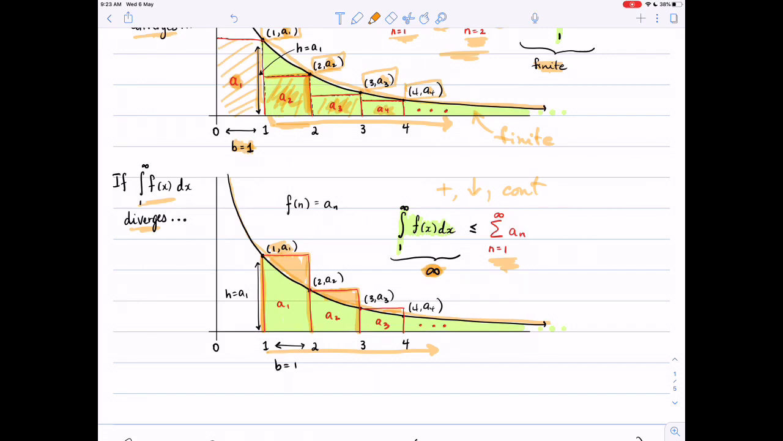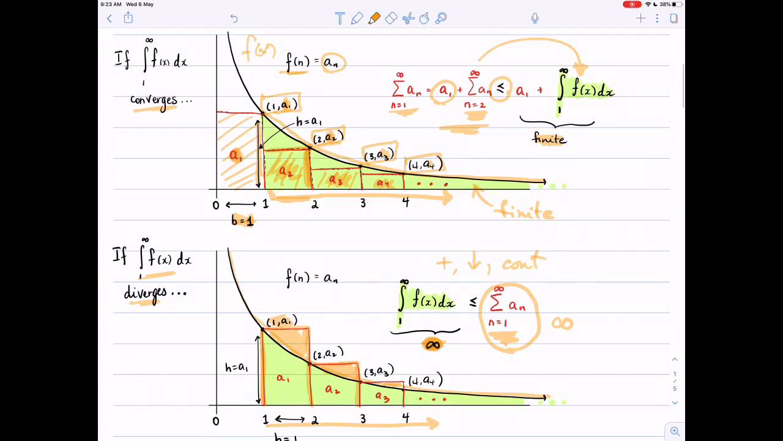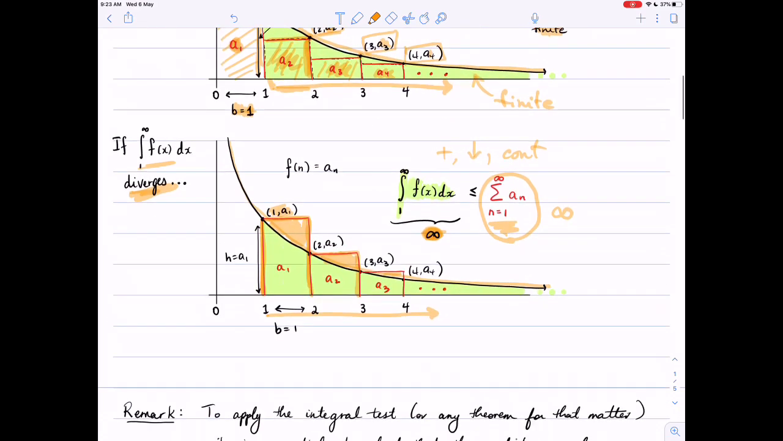And if the area is infinite and this is bigger, well, then it's infinite too. And so that shows you why these things behave the same way. If the integral converges, the series converges, and if the integral diverges, the series diverges, because of how you can play with rectangles using either left endpoints or right endpoints. All right, so that's just an idea of the proof of why this is reasonable.